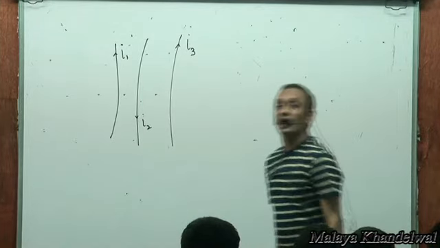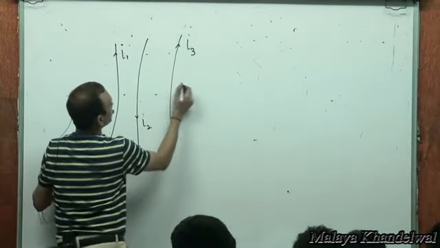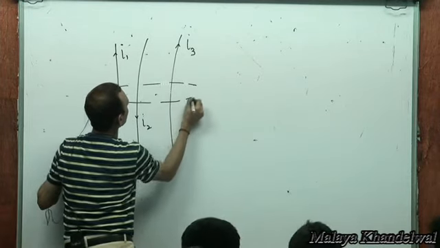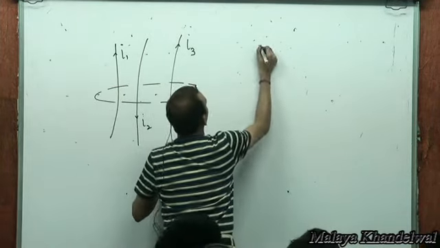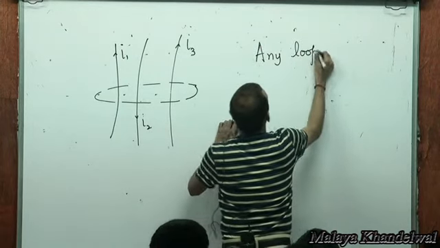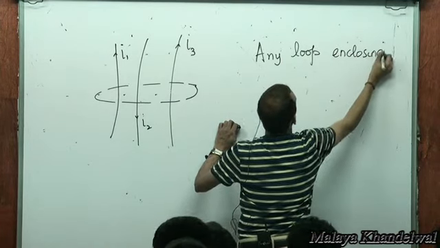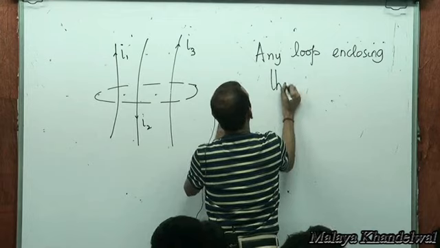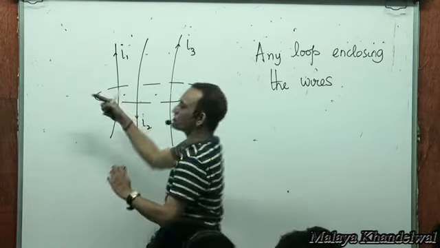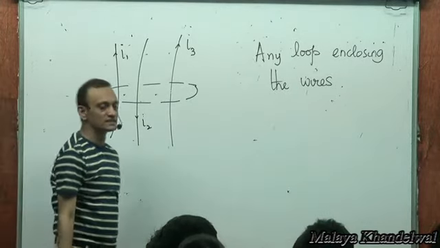Now, I could have taken a loop, any loop surrounding these current carrying wires, any loop enclosing the wires. This is any loop that encloses the wires. Any closed loop enclosing the wires.